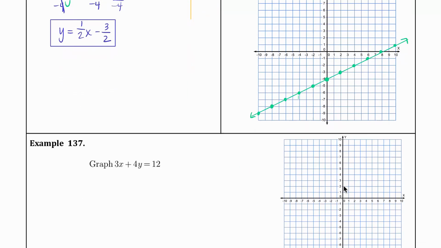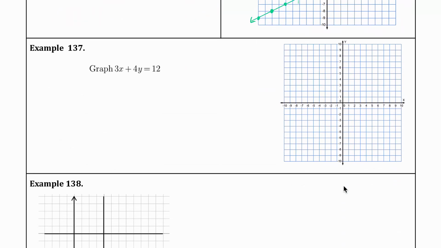Okay, one more example. We want to graph this, but it's not in slope-intercept form. It is what we call standard form. So we're going to take this from standard form to slope-intercept form. Let's start by moving our x's, and we end up with 4y equals -3x plus 12. To solve for y, we divide both sides by 4.